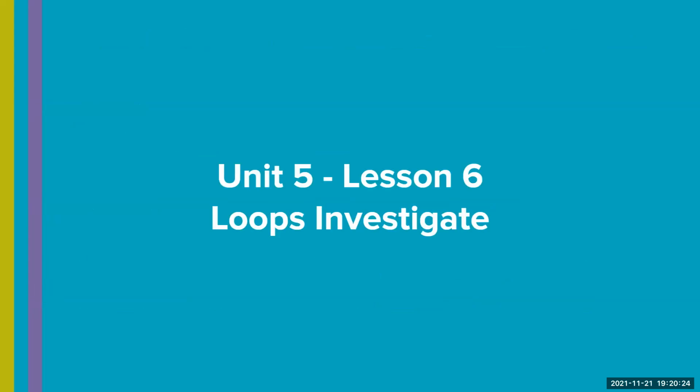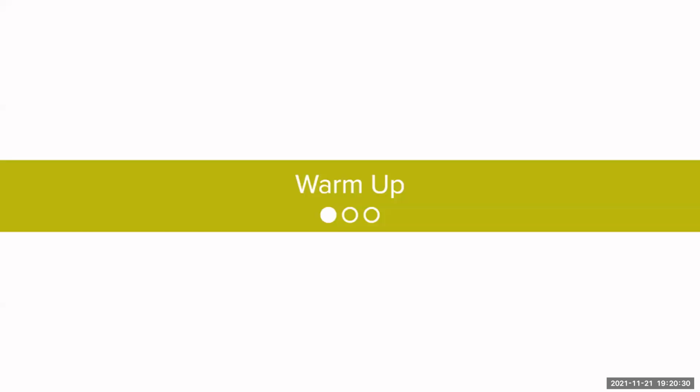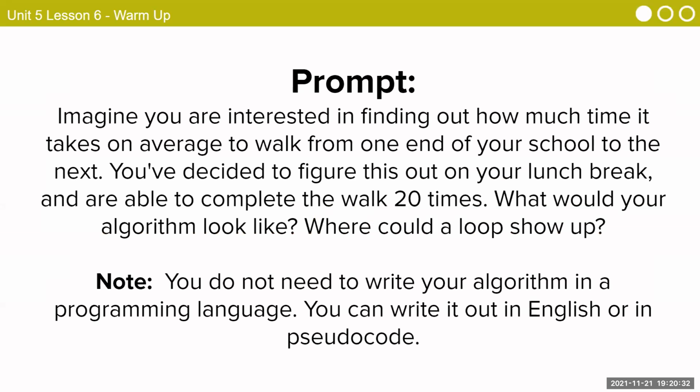Okay, we're in Unit 5, Lesson 6. Please open code.org. Loops investigate. All right. Imagine you are interested in finding out how much time it takes on average to walk from one end of your school to the next. You've decided to figure this out on your lunch break and are able to complete the walk 20 times. What would your algorithm look like? Where could a loop show up in there?